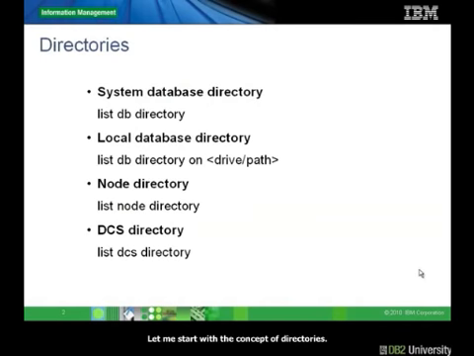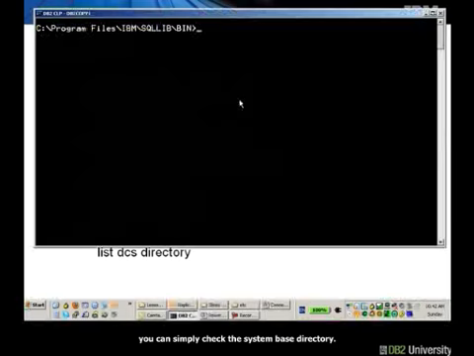Let me start with the concept of directories. Directories are binary files in DB2 where all connection information is stored. The main one is the system database directory, which is like the table of contents of a book if you want to see which databases you can connect to from your client, whether the database is local, meaning it's on the same server where your DB2 server is, or remote, meaning it's on a different server. You can simply check the system database directory.